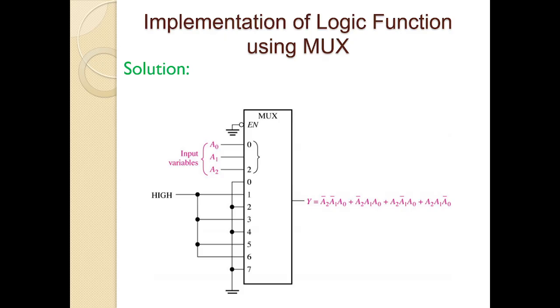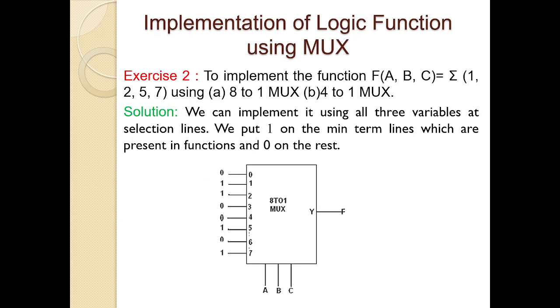Implementation of logic function using mux. In the solution, the minterms available in the problem are connected to high. This is another problem with the minterms of 1, 2, 5, 7. Design this function using an 8:1 mux or 4:1 mux. Here we have the diagram of the 8:1 mux. The data inputs for minterms 1, 2, 5, 7 are connected to high.